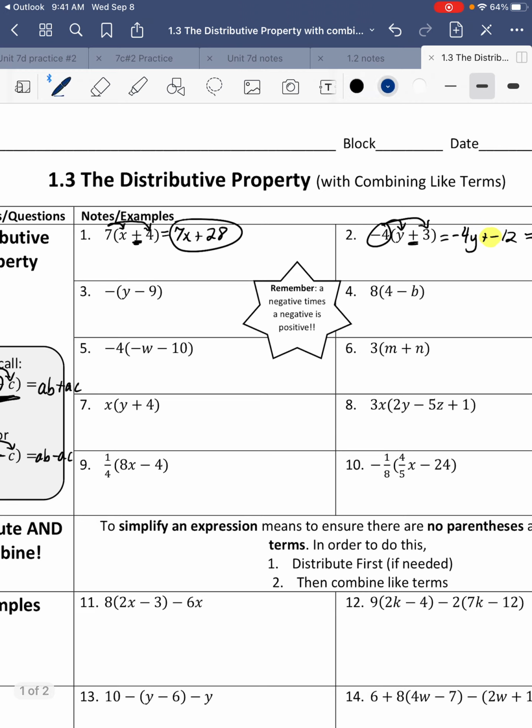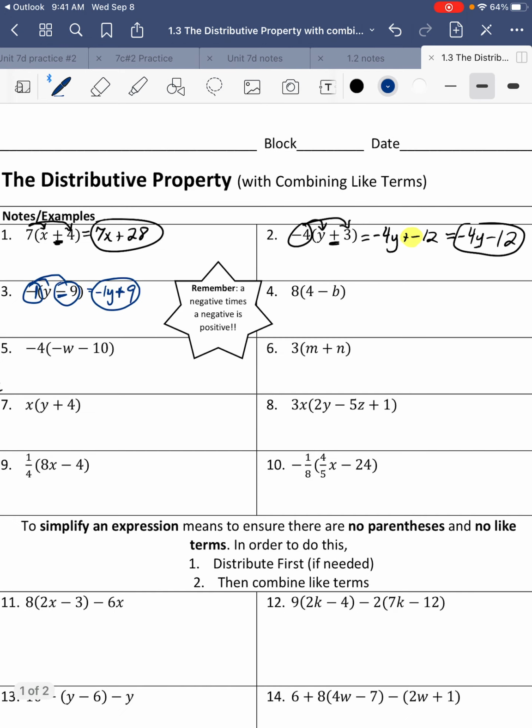All right, number 3, let's look at this. We have a negative, so we're distributing that negative inside the parentheses. You can think of it as a negative 1. So negative 1 times y is a negative 1y, or just negative y. And then we have negative 1 times a negative 9. I'm going to take that negative, and then it'll be 2 negatives multiplied to a positive 9. Or you can think of it as opposite of negative 9 is a positive 9. And there's no like terms, so that's your final answer.